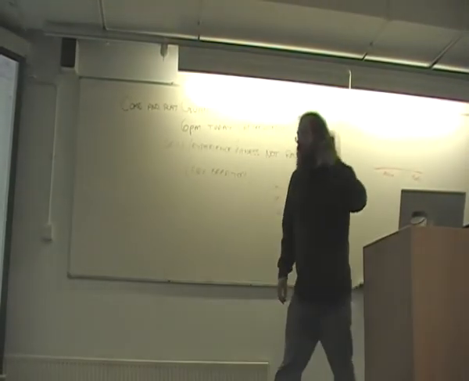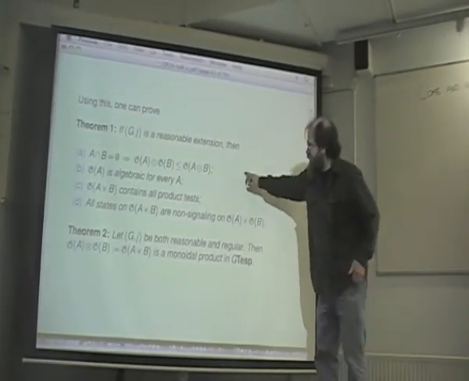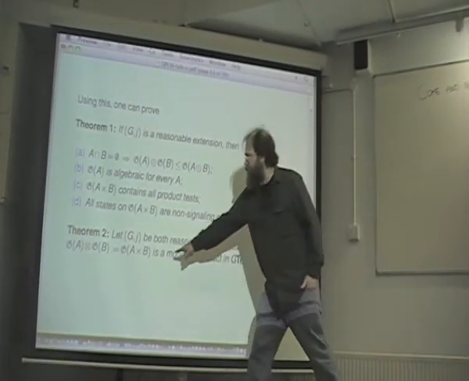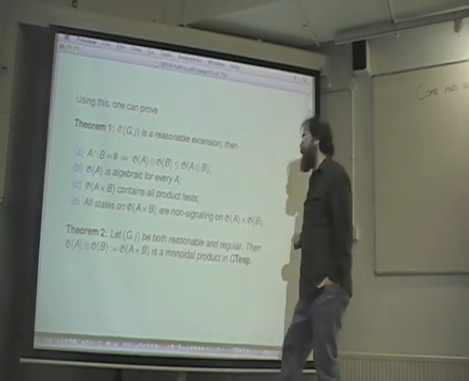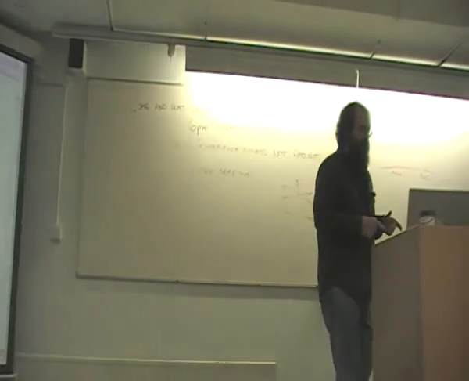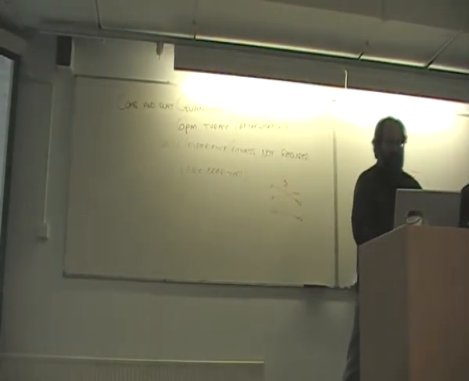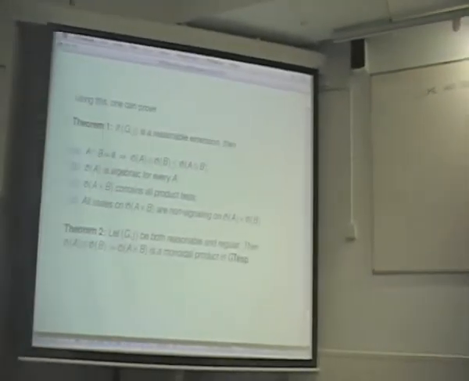If I enforce both of my desiderata, reasonableness and regularity, then not only is this true, but additionally, this sort of canonical tensor product is bifunctorial in product, and therefore is in fact a monoidal product on this category.